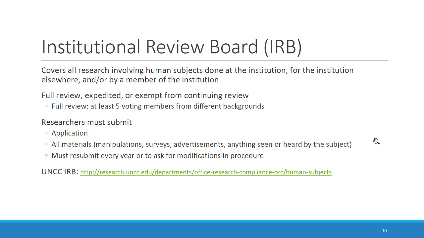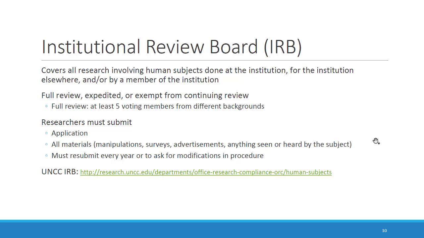Let's talk a little bit more about the Institutional Review Board. This is abbreviated IRB. This covers all research involving human subjects done at the institution or for the institution elsewhere or by a member of the institution. So UNCC has an Institutional Review Board, as do most colleges and universities and medical schools and hospitals and research centers. There are different categories of review: full review, expedited review, and exempt from continuing review. Full review is for studies that pose the most risk, and they involve at least 5 voting members on the Institutional Review Board who have different backgrounds and review the study.